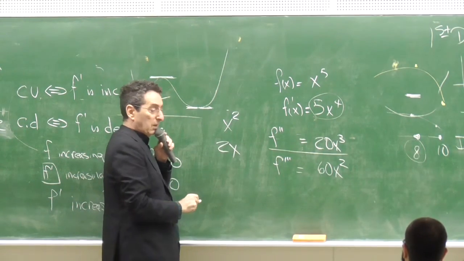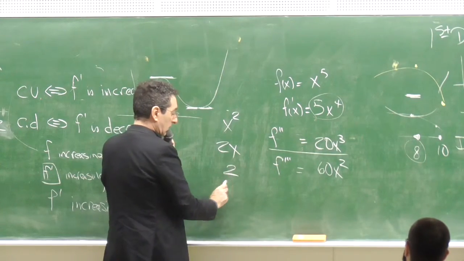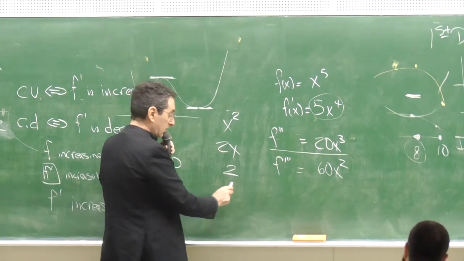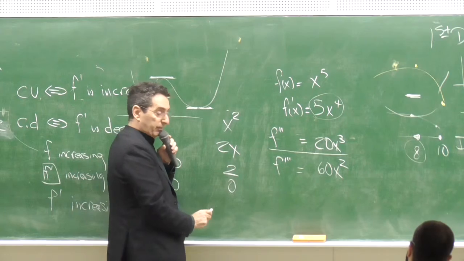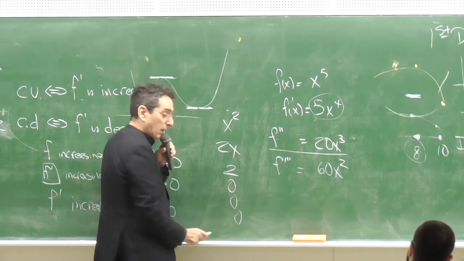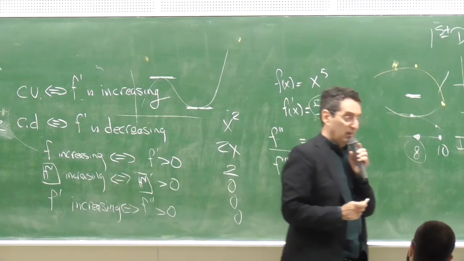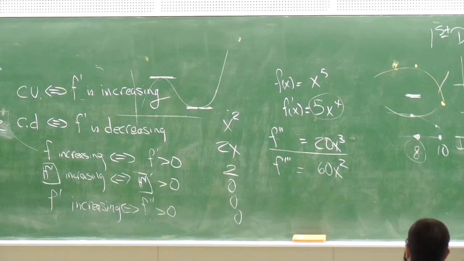2x. The next derivative is what? 2. The next derivative is what? 0. The next derivative is what? 0. They're all 0 after that, right? Okay. Any questions about that?